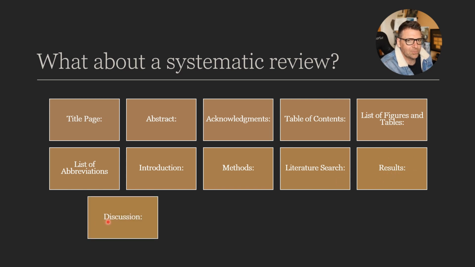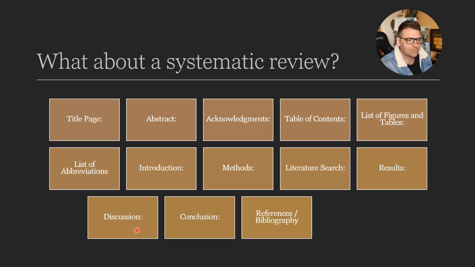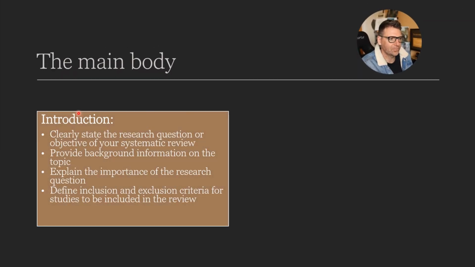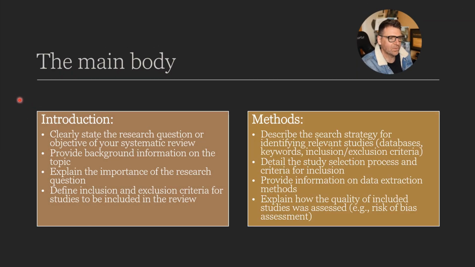The discussion will be your synthesis of it. So basically the narrative of what you found, how they're related, what limitations there are, is there any bias, and then you're going to have your references and bibliography, and then your appendices. So look, this is just an overview of what I was talking about there. So that's what the introduction and the method section of your systematic review is doing.